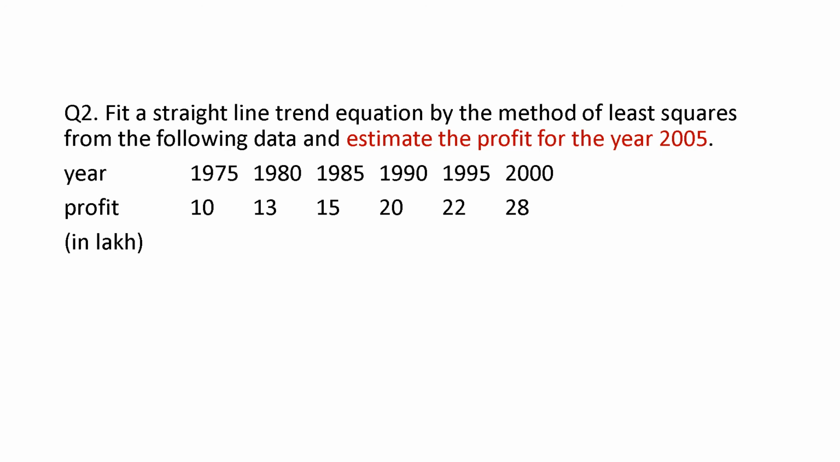Now we'll see one more example. Fit a straight line trend equation by the method of least squares from the following data and estimate the profit for the year 2005. That is what we have to find. Given year and profit, profit is in lakhs. So year is 1975, 80, 85, 90, 95 and 2000. Profit: 10, 13, 15, 20, 22 and 28. So this is the question.